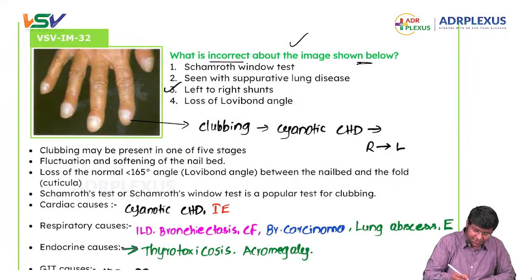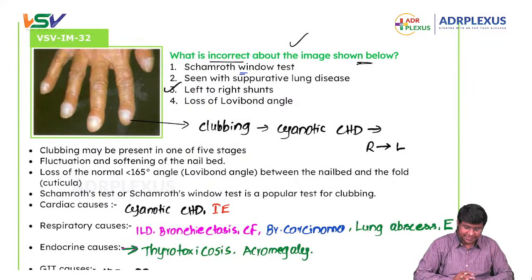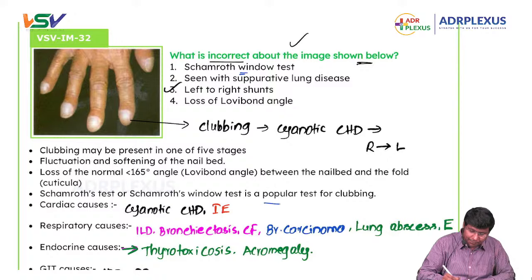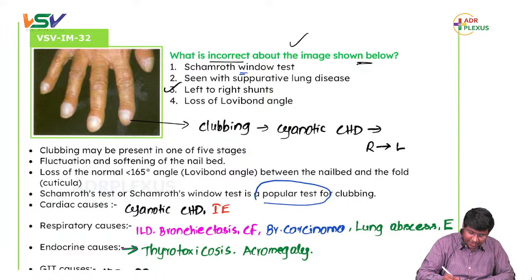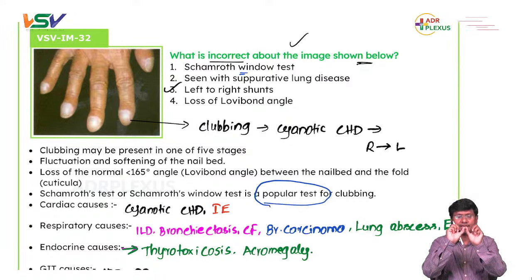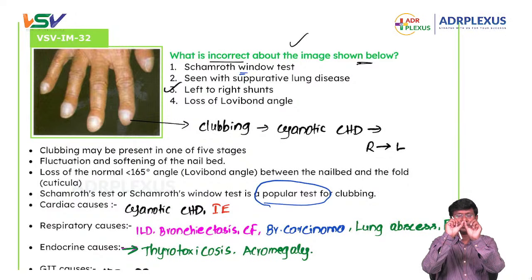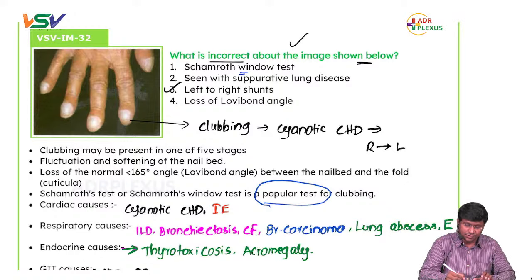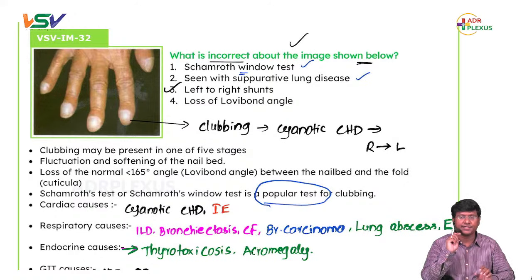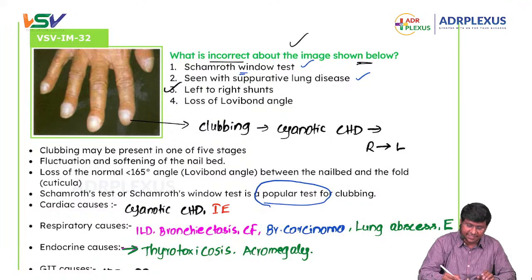And if you take the other option, that is the Shamroth window test, this is one of the popular tests for clubbing, where you need to keep both the nails together in the following fashion, and the diamond-shaped space which is present between both the fingers will be absent in case of clubbing, and that is what is called the Shamroth window test. It is observed in suppurative lung diseases, that is lung abscess as well as empyema.